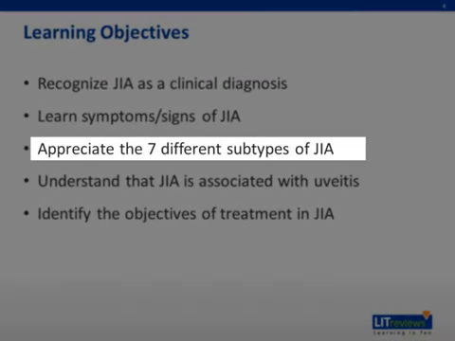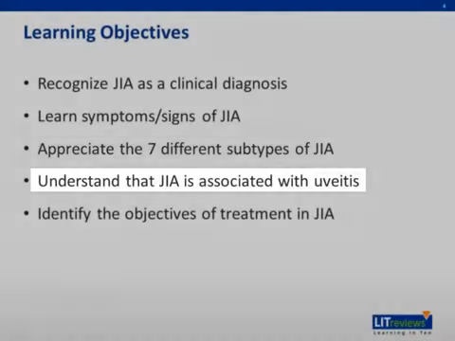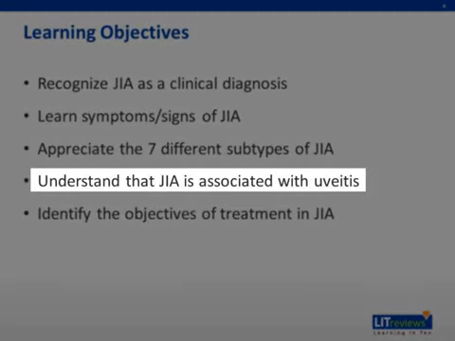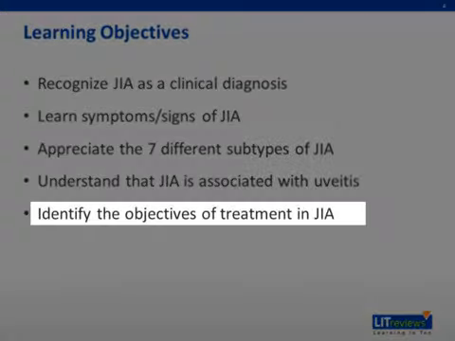There are 7 categories under the umbrella heading of JIA, which are useful to know because the presentation and treatment may differ. However, the subtleties are not the focus of this lecture, as this is an overview of JIA in general. It's also important to understand that JIA is associated with uveitis, or inflammation of the uvea. So overall, this presentation will demonstrate treatments for JIA and review the goals of treatment throughout.